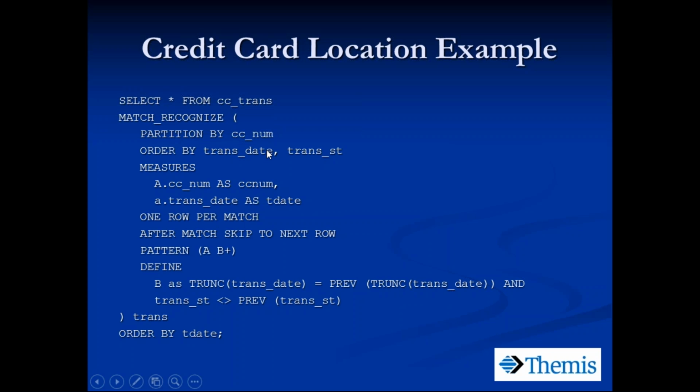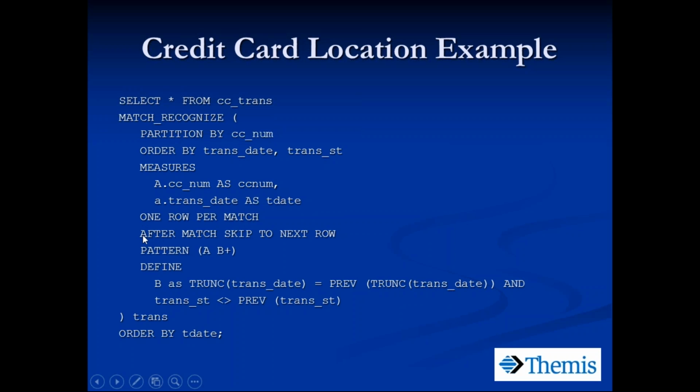So a lot like a group by, right? Group by the credit card number, and then within those groupings order by the transaction date and the transaction state. What I'm going to display at the end is just a credit card number. Remember, that's the measures clause, and the date that these matches happen on. Remember, what I'm looking for is on the same date my credit card was used physically, not online or on the internet, but physically from two different locations, states in this case.